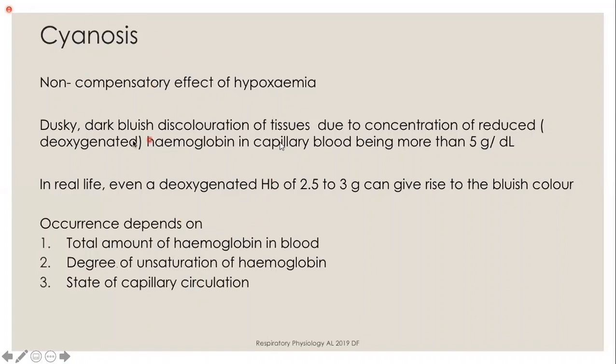So the occurrence of this bluish color due to deoxygenated hemoglobin depends on 3 things. That is the total amount of hemoglobin in blood, degree of unsaturation of hemoglobin, that is related to the partial pressure of oxygen, because the lower the partial pressure, higher the degree of unsaturation, and also the state of capillary circulation, because when the capillary circulation is poor, the blood does not drain properly, and more deoxygenated hemoglobin is stagnated in the peripheries. This is particularly seen in hands and feet.